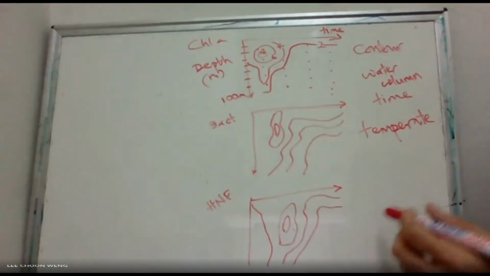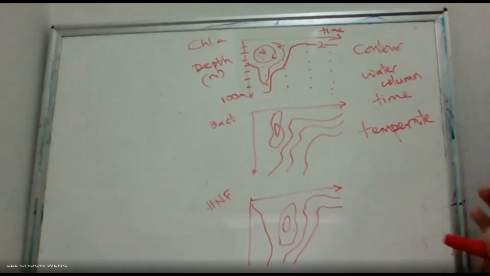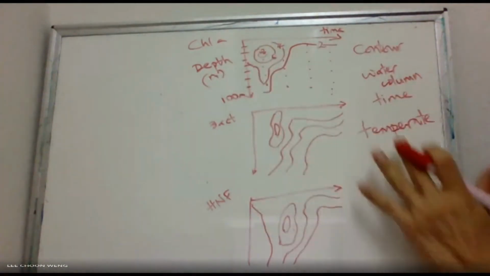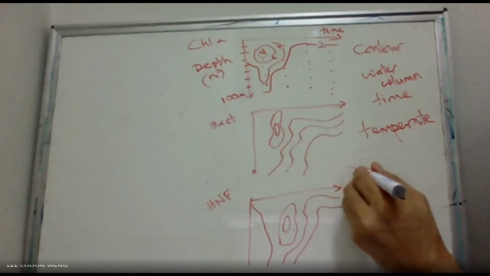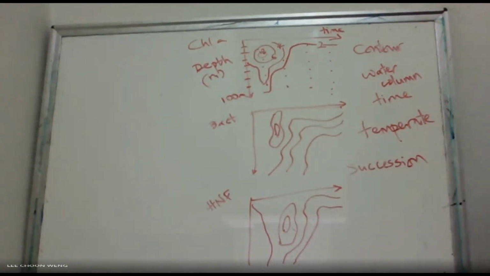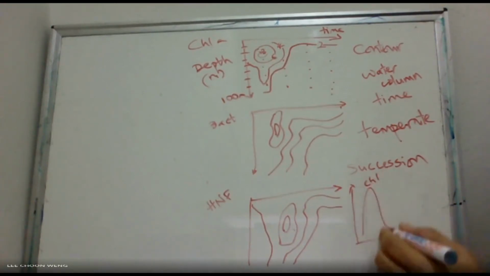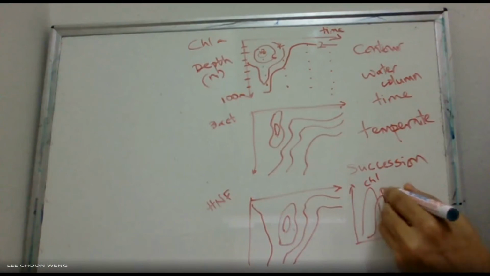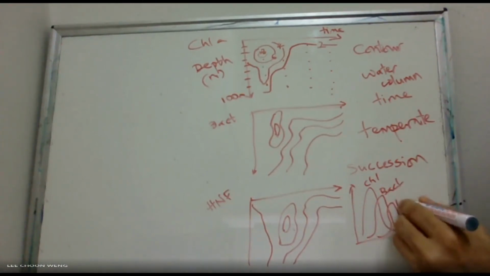Earlier, I showed how the correlation analysis shows the coupling, okay, between the different components. Here, with contour plots, you can show succession. Okay, succession of the different components. So another way you can show this is probably by doing this. So this is chlorophyll A, this is bacteria, and this is their HNF.